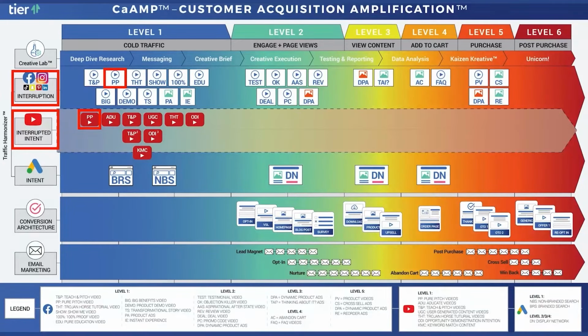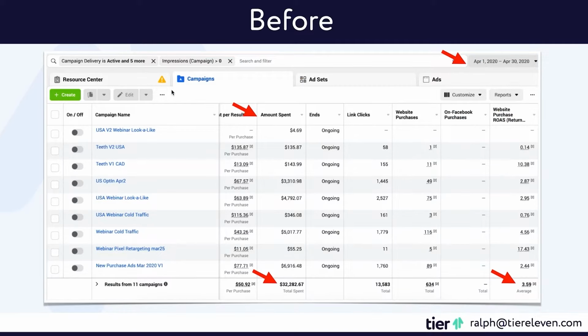Now, the part that we used the most between interruption-based marketing and interrupted intent was these two elements. So we added in, as you can see in the legend, PP is pure pitch. This is just one template that we use out of a variety of templates in order to get success for our customers. So pure pitch works really, really well for interruption-based marketing as well as interrupted intent, which is primarily YouTube, as you can see from the graphic here. As you can see, before these ads, we had only about $32,000 worth of spend back in April.